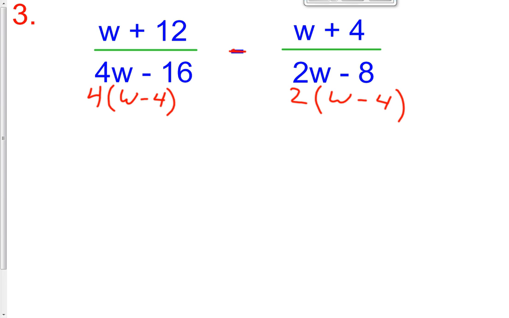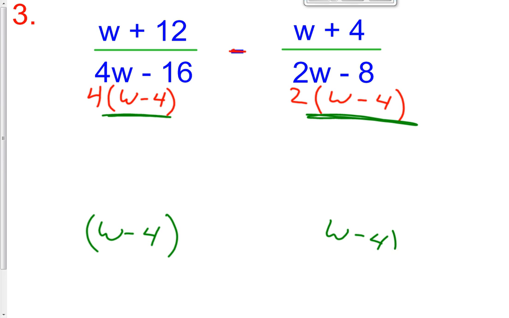So if we have to get common denominators, notice how they both have a w minus 4 term. So that's going to be part of our common denominator. W minus 4 is going to be part of your least common multiple, which is your common denominator. Now this one has a factor of 4, and this one has a factor of 2. So to find the least common multiple of both of those, it's obviously the number 4, is it not? They both go into the number 4. So your common denominator is 4 times the quantity w minus 4. Those are all your factors, and so that becomes your common denominator.